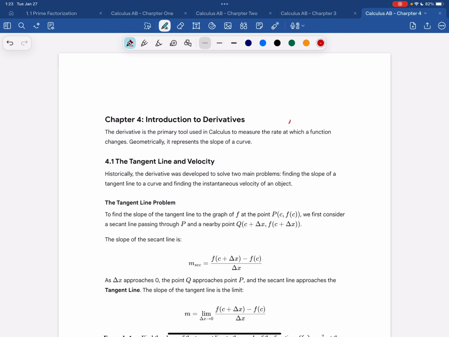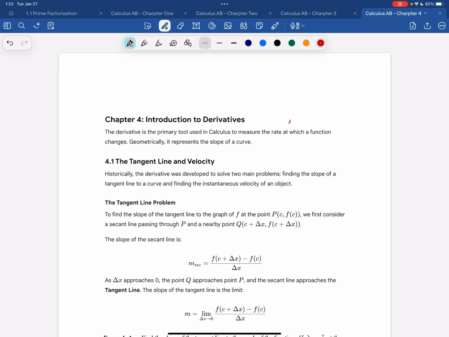So there's three main topics here: limits, derivatives, and integrals. So we have finally reached our second part of our AP Calculus. We are 1/3 of the way through, and we're gonna talk about derivatives. Okay, so before talking about derivatives, I'm gonna talk about the tangent line.